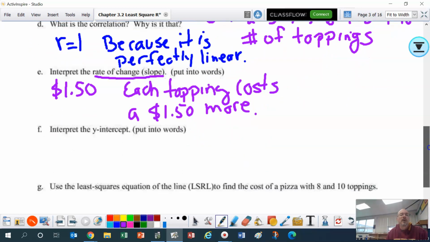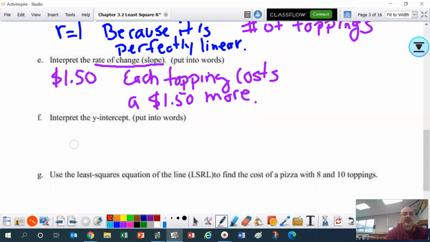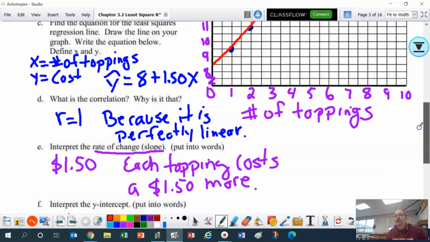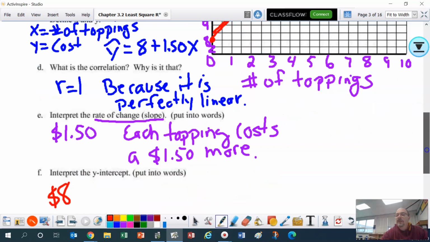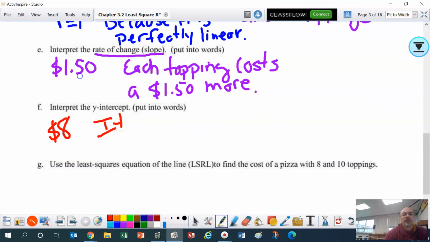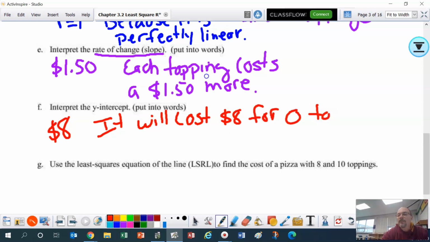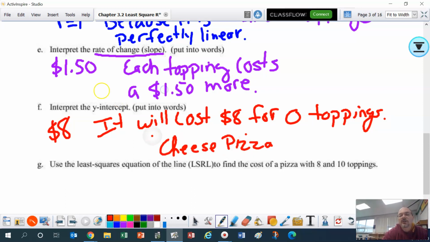Easy to interpret. The y-intercept, okay, the y-intercept is the $8. Okay, what is that telling us? All right, well, if you look, I guess this line should have gone to right there. Okay, well, what does that mean? That means it will cost $8 for 0 toppings. In other words, ladies and gentlemen, that's a cheese pizza, right? So a cheese pizza is going to cost you $8.